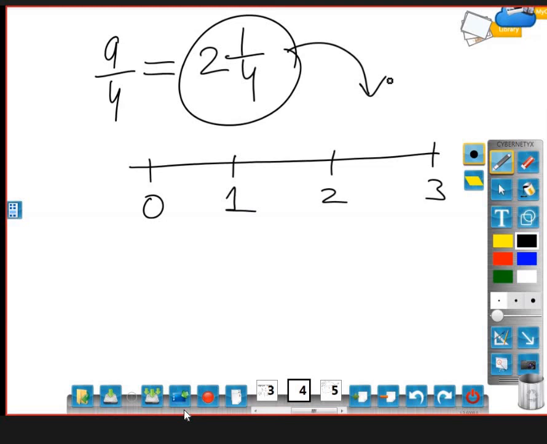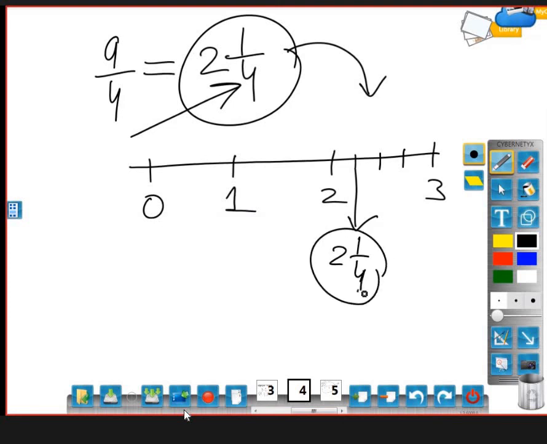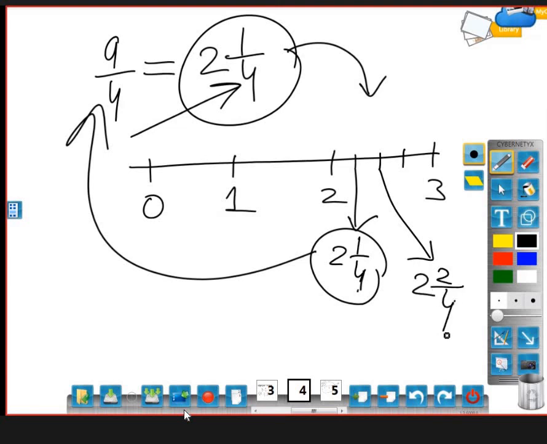Since we see the denominator 4, we divide this into 4 parts. To make 4 parts, we make 3 lines. Now we get the 4 parts. The first part represents 2 1 by 4. So what we need is 2 1 by 4, which is the same number as 9 by 4. Then the next part represents 2 2 by 4, and this point represents 2 3 by 4. So in this way we represent the improper fraction.